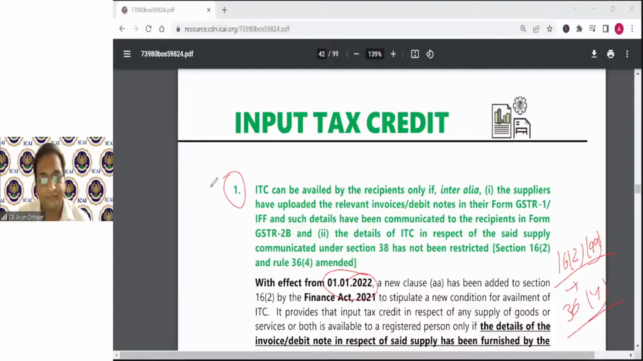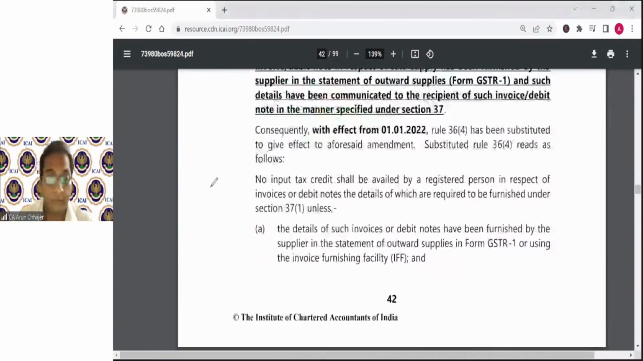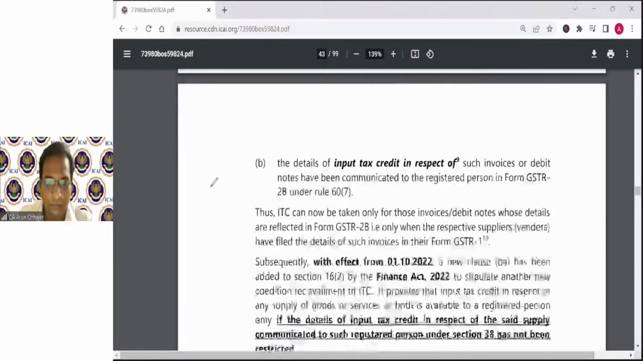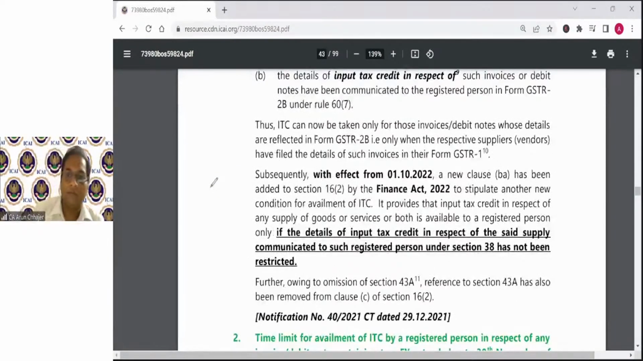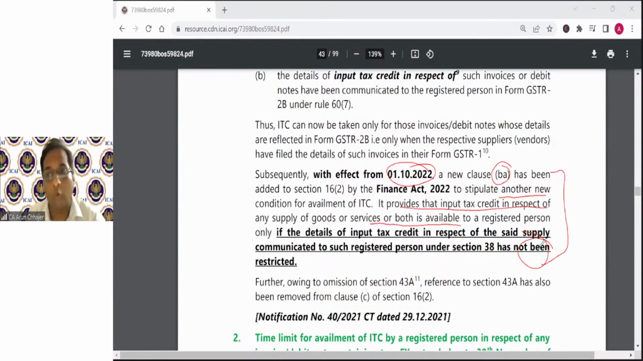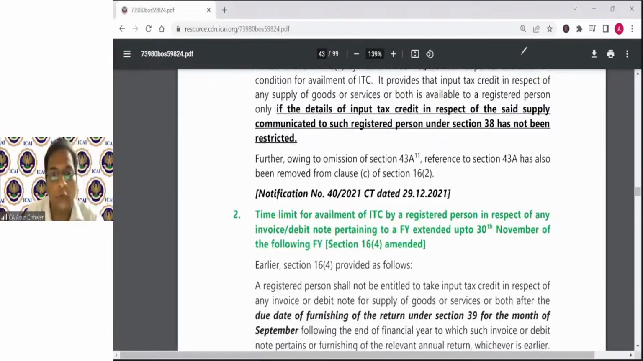Let's move further. Now, from 1st October 22, clause BA was inserted. I have already discussed that it stipulates another new condition. It provides that ITC in respect of the supply of goods or services is available if the details of the ITC are not restricted. Correct. We have discussed this in comparatively more detail in section 16 subsection 2 itself. So I'm moving to point number 2.